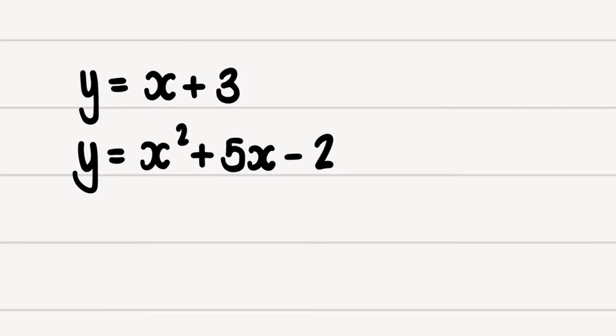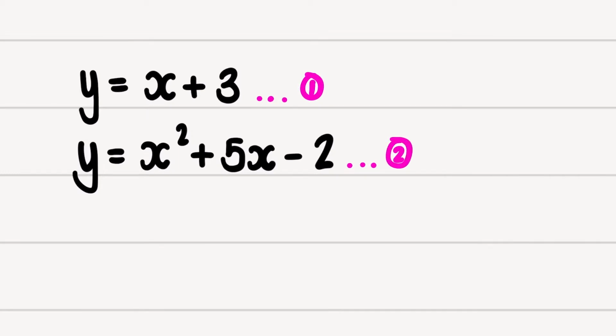If we look at the first equation, we have y is equal to x plus 3, and y is equal to x squared plus 5x minus 2. So we can see, therefore, that we have two different variables. We have an x and we have a y. So the first thing that we're going to do is label our equations. I'm just going to label it equation number 1 and equation number 2.